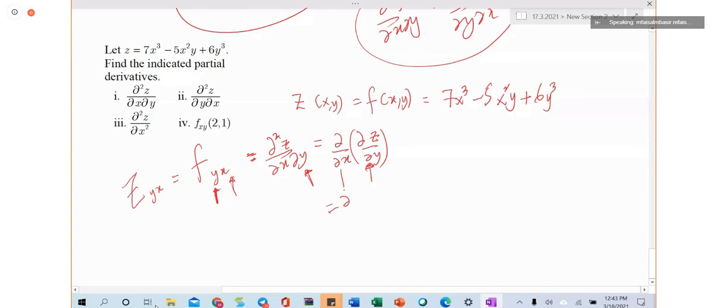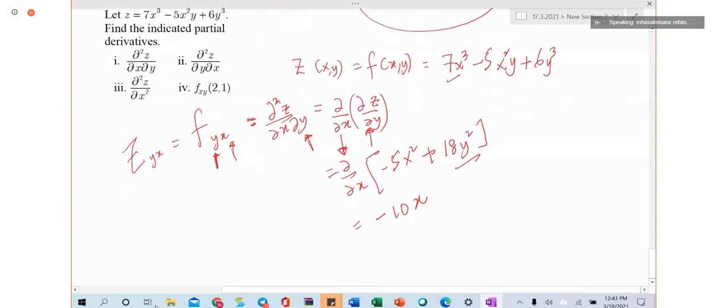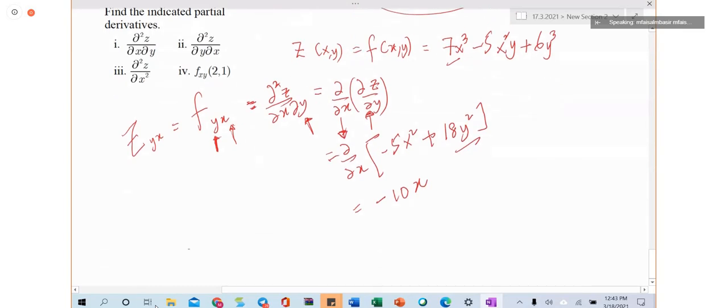Then you have to do whatever is inside first. So with respect to y, the first term is 0, the second is negative 5x squared, since y is a constant we remove it, and this is 18y squared. Not finished yet. Then with respect to x, the 18y squared is 0.